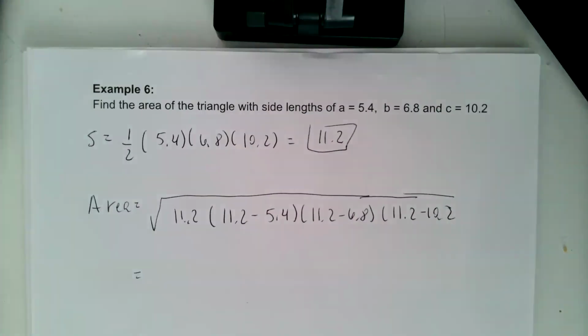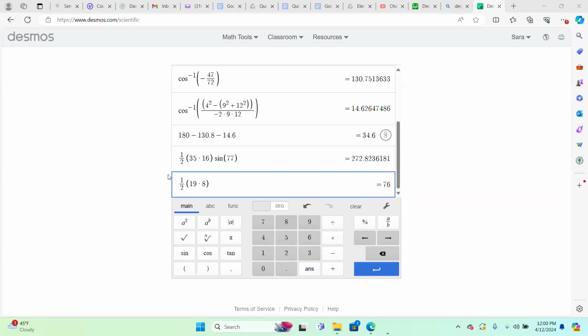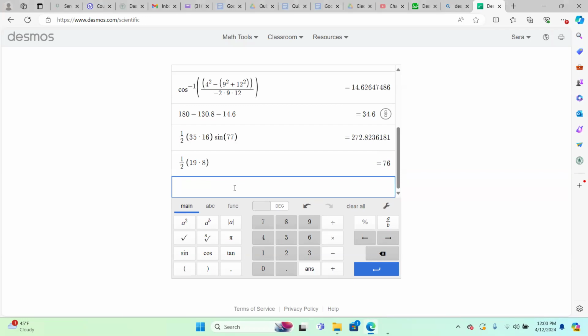And I'm going to put this into Desmos, either Desmos or Desmos Scientific here. I have Desmos Scientific pulled up, so it's just as easy. So 11.2, parentheses 11.2 minus 5.4 minus 8. And I come up with an area of 16.91.